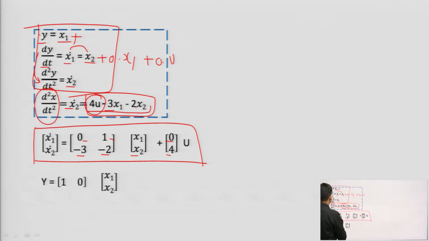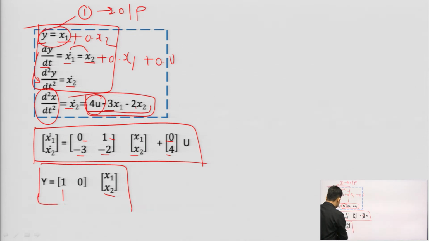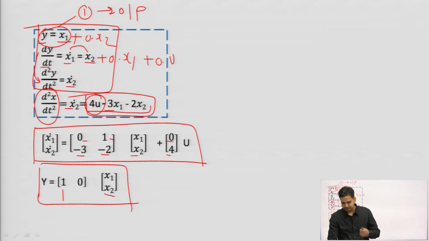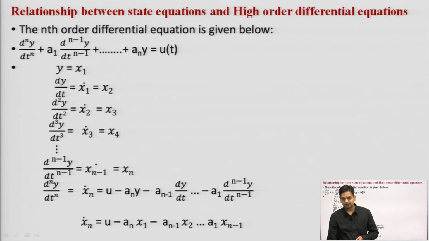Okay. And if I talk about the y, so y equal to x 1, this is my output equation. So, y is only equal to x 1. So, coefficient 1 is here and x 2 is absent. So, I can write here plus 0 times x 2. So, 0 is here, this is my output equation. So, this is the way that I can write the state model of a mass spring system, right.